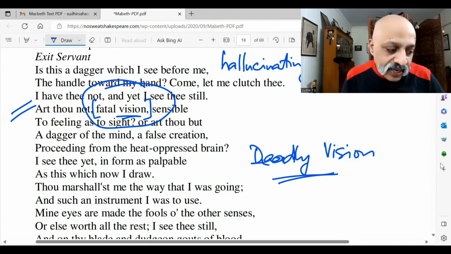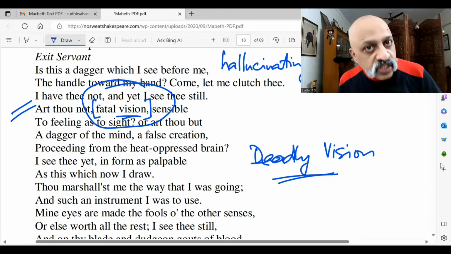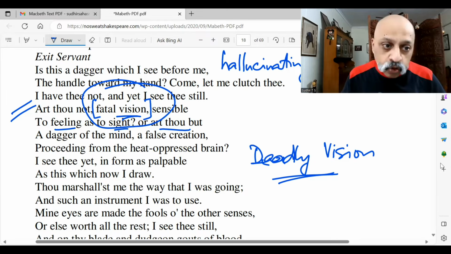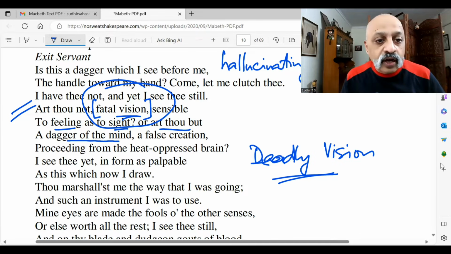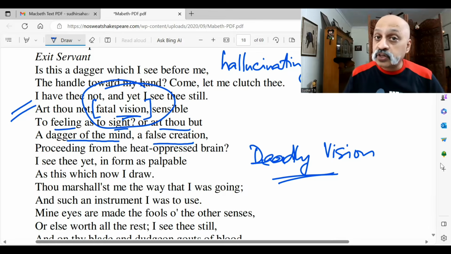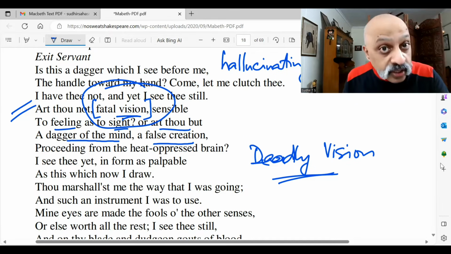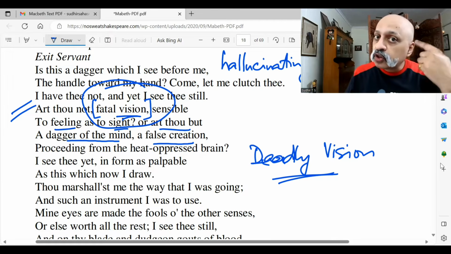So he's saying, is it not possible to see you as well as touch you, right? To feeling as to sight. Or art thou a dagger of the mind, a false creation, यानी कि you are just a figment of my imagination, कि मैं imagine कर रहा हूं तुम्हारे बारे में, लेकिन तुम असलियत में नहीं हो. Proceeding from the heat-oppressed mind.